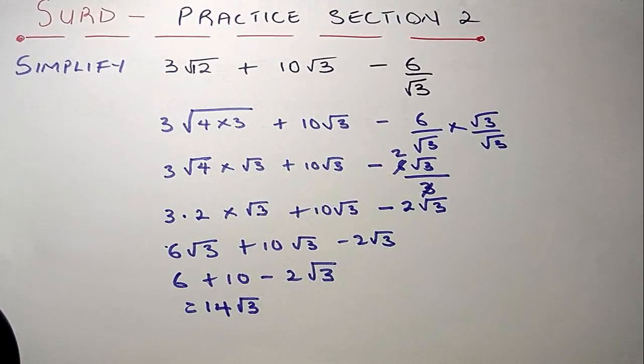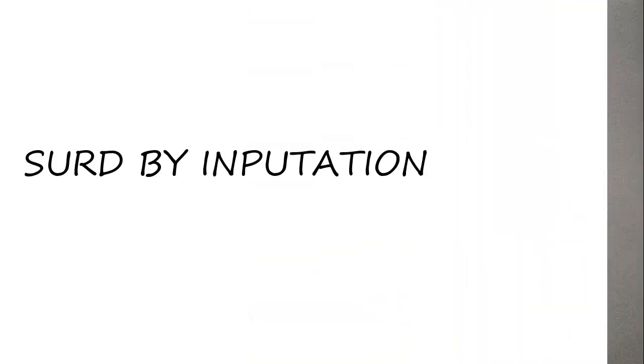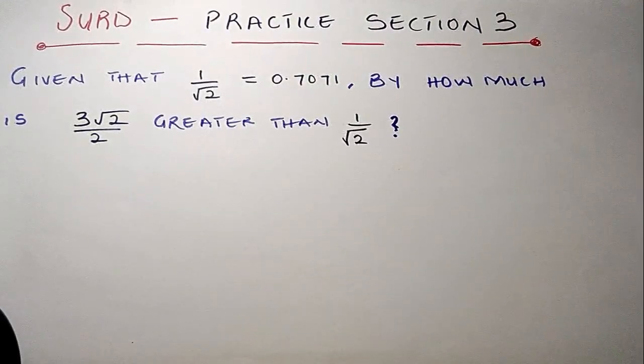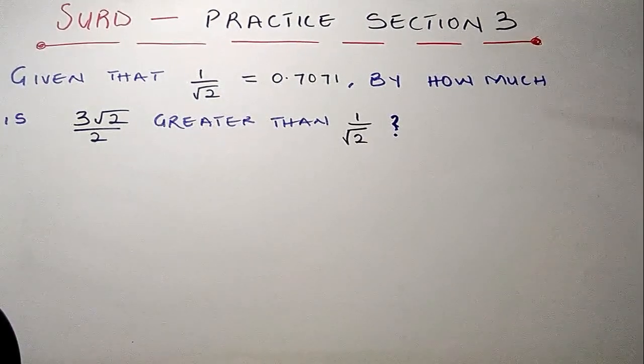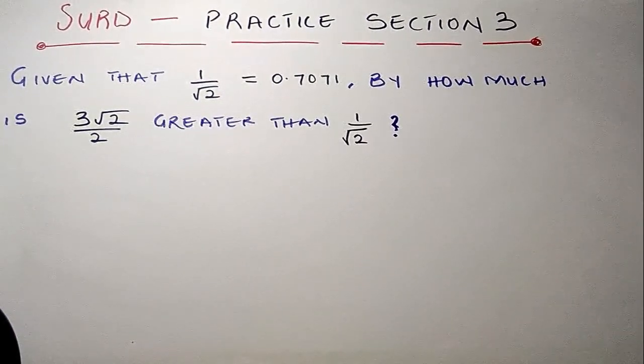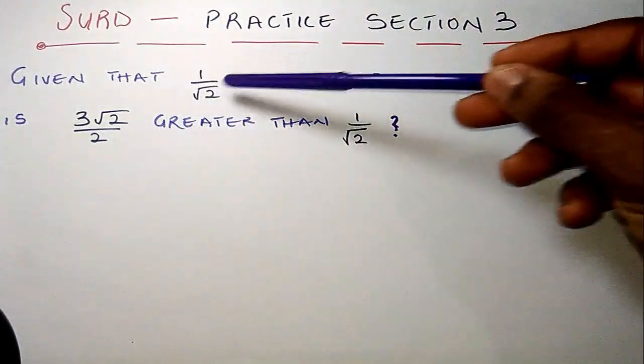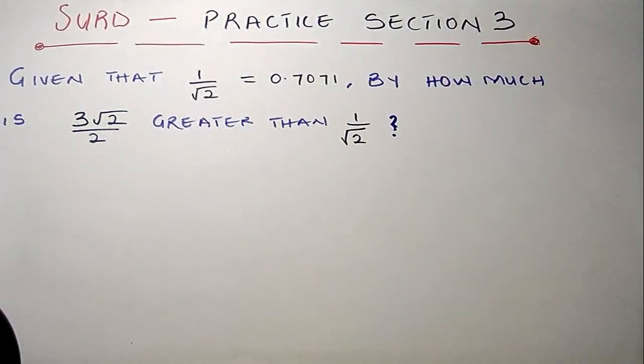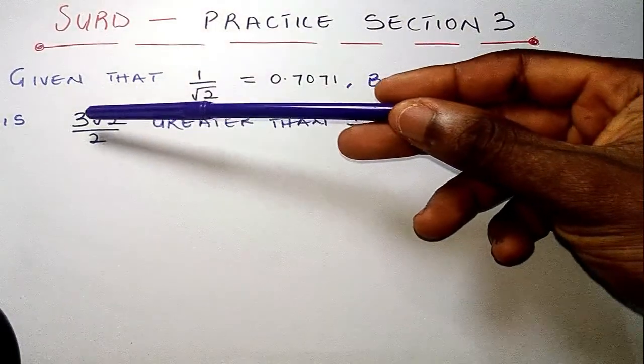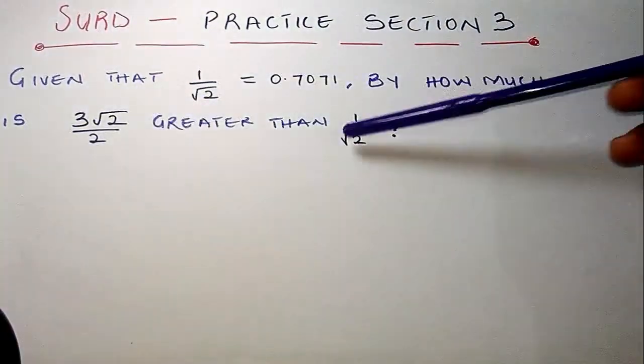Now let's go to the most important one, solving by imputation. Why I basically called it solving by imputation is because you basically have to impute values into the main question for you to get the right answer. So if you are given that 1 over root 2 equals 0.7071, by how much is 3 root 2 over 2 greater than 1 over root 2? Now we have this value here. This is equal to this. Now they want you to find this value and how much it is greater than this.